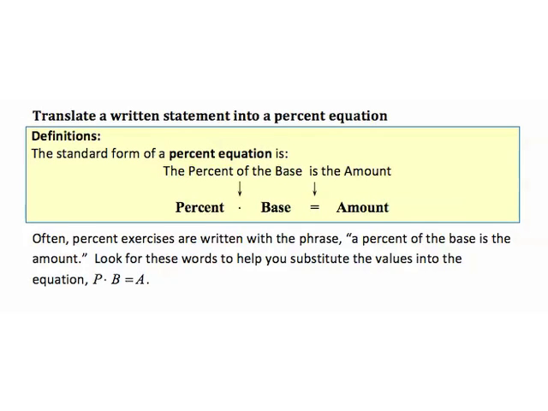Let's start with some definitions. The standard form of a percent equation is, in words, the percent of the base is the amount. And as a math equation, it's the percent times the base equals the amount. Notice the word of indicates multiplication in this case, and the word is indicates our equal sign. Often percent exercises are written with the phrase, a percent of the base is the amount. Look for these words to help you substitute the values into the equation. Percent times base equals the amount.